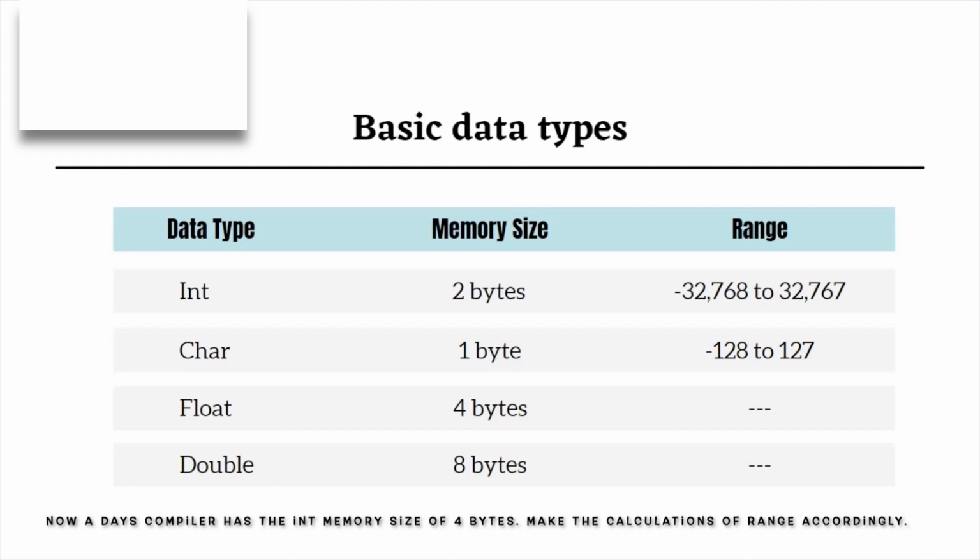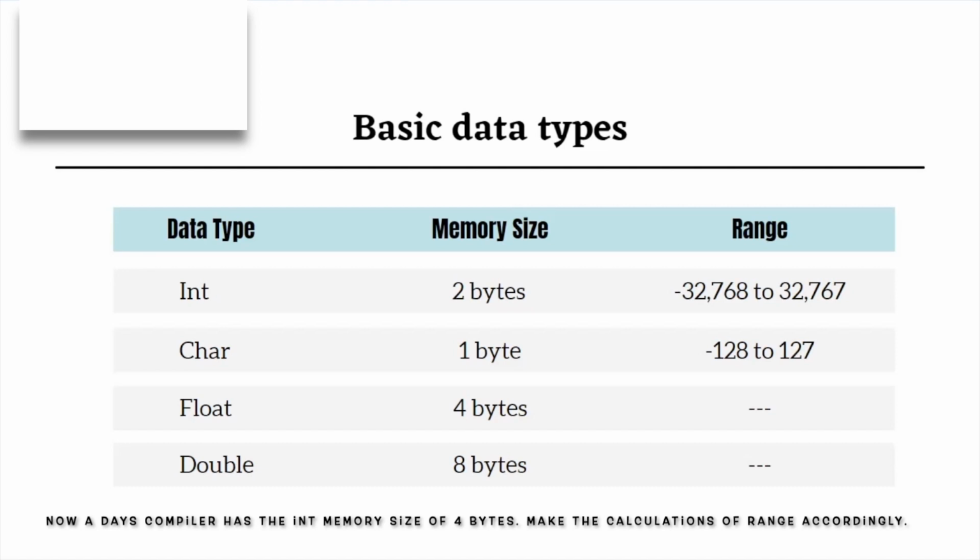2 power 16 is 32,768. So it is the range from minus 32,768 to 32,767 because we include a 0. And in the same way, char has the memory size of 1 byte. So 1 byte equals 8 bits. 2 power 8 is 128. So its range is from minus 128 to 127.